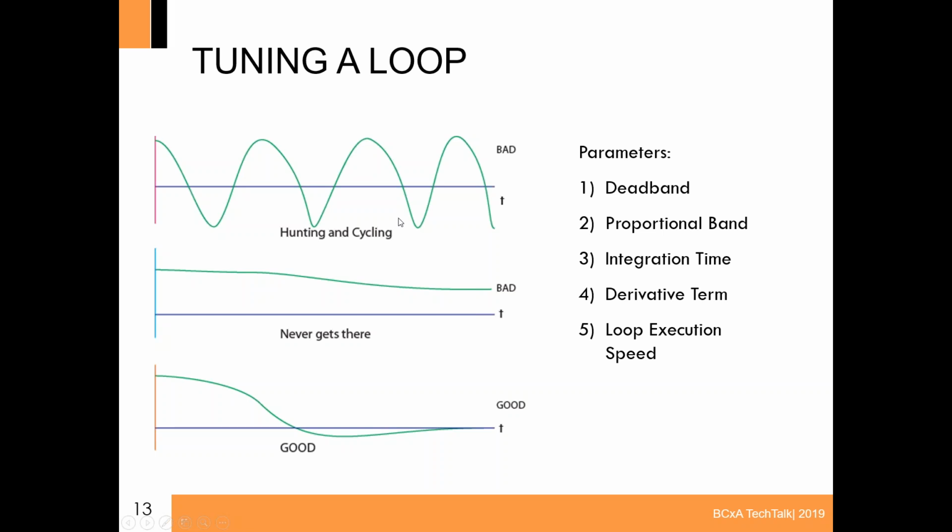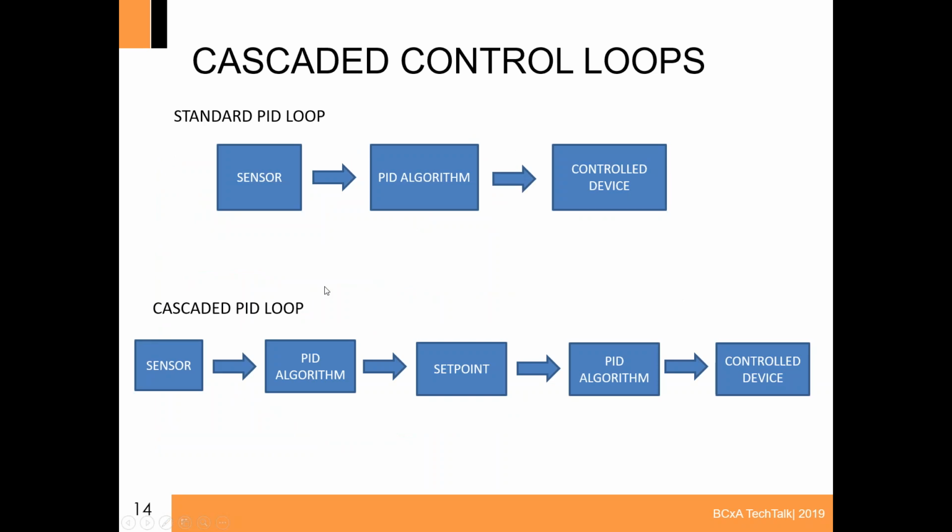Some of the control systems have automatic loop tuning, where there's an algorithm within the controls that supposedly finds those numbers over time, like a self-tuning algorithm. But nevertheless, this is what happens if loops are not properly tuned. You can have hunting and cycling, or it can just never get there.